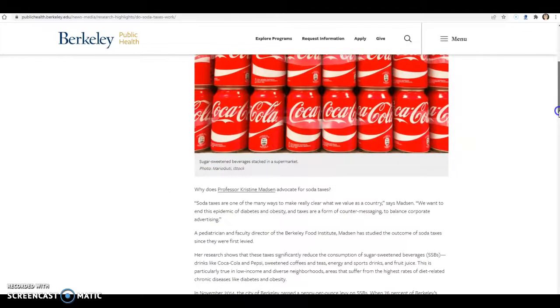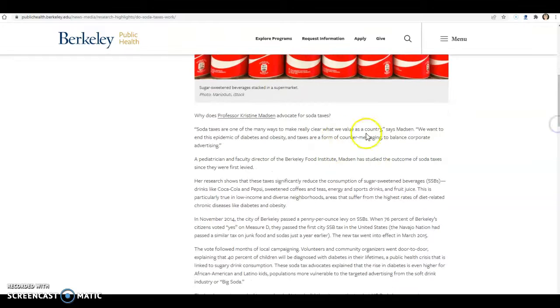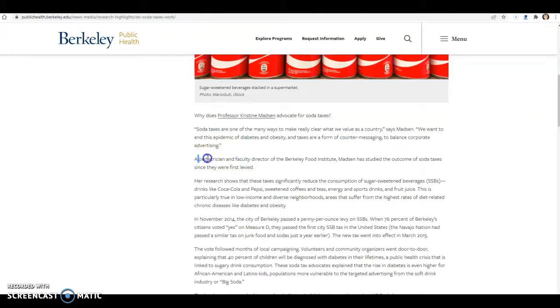Then he asks, why does Professor Christine Madsen advocate or support soda taxes? And he starts quoting her. So he's told us right away his source for this information is this professor. And we find out real quickly who she is: a pediatrician and faculty director of the Berkeley Food Institute, who has studied the outcome of soda taxes since they were first levied, which means first put in place in Berkeley.